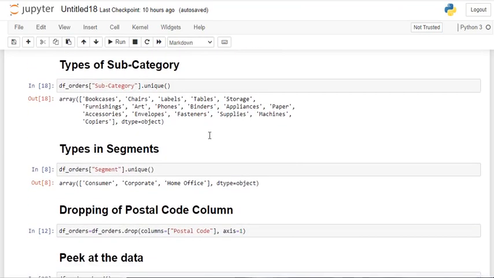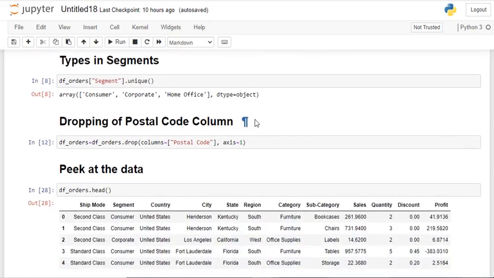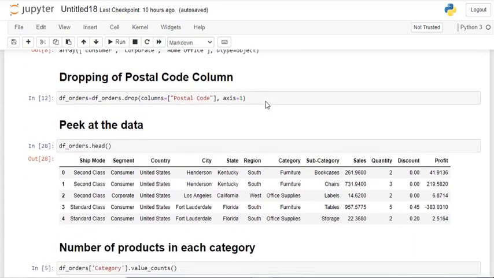And types of the subcategory. Again, in subcategory, how many types are there? The subcategory unique function is used to call the types of the subcategory. These are the subcategories: bookcases, chairs, labels, tables, storage, furnishings. Likewise, many subcategories are there. And types of the segments: segment dot unique is the function used to call. And consumer, corporate, home office. Three major segments are there in the data set.